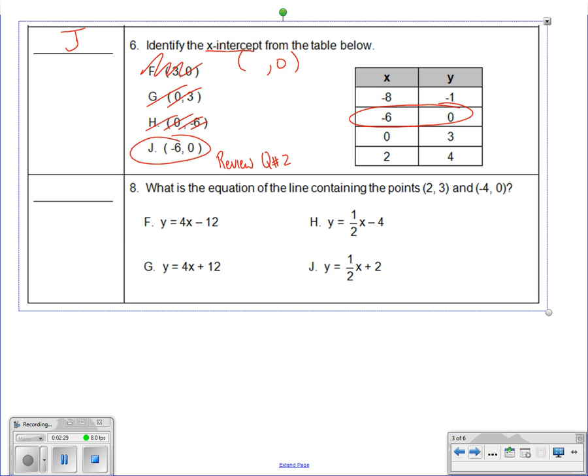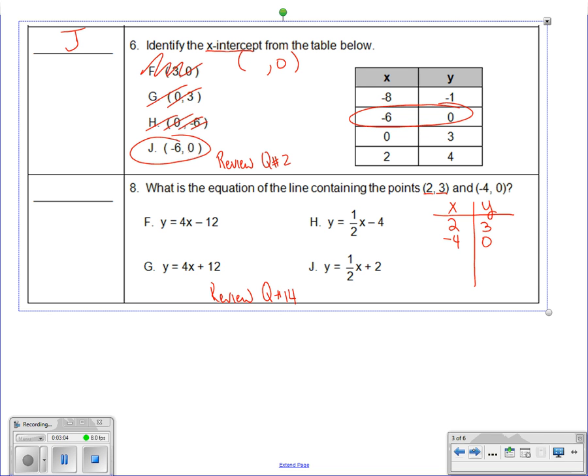Number 8, what is the equation of the line containing the points 2, 3, and negative 4, 0? That question is from your review, question number 14. If you're given 2 points, you can set up a table and use that table in your calculator to come up with the equation. So our first point is 2, 3, so x is 2, y is 3. Second point is negative 4, 0, so x is negative 4, y is 0.